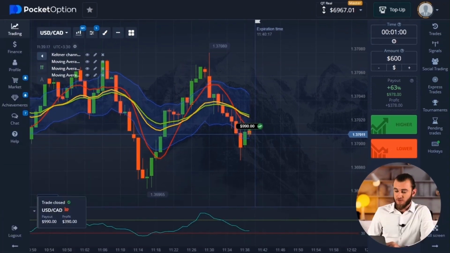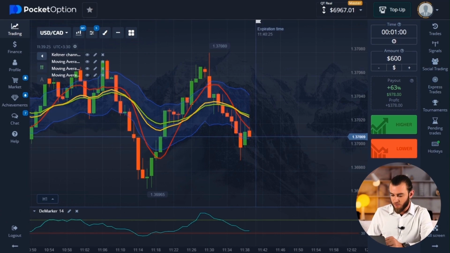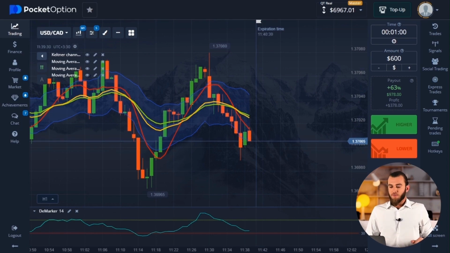Friends, great, our deal is closing in the black, another $390 in cash. I believe the decline will keep going. Let's wait for a signal from the DeMarker indicator to open a new deal. And while we're at it, a few more words about this pair.